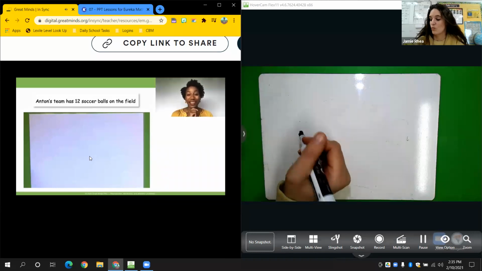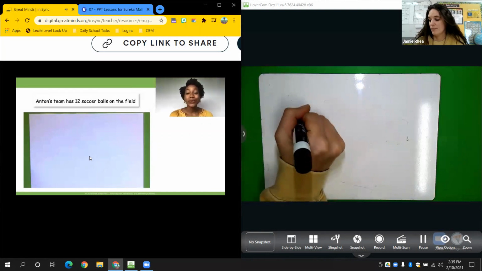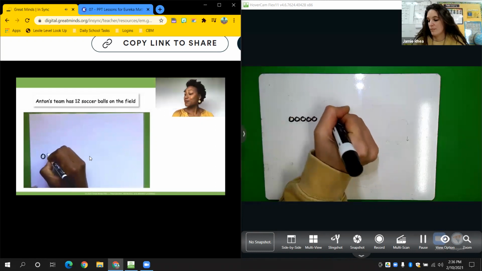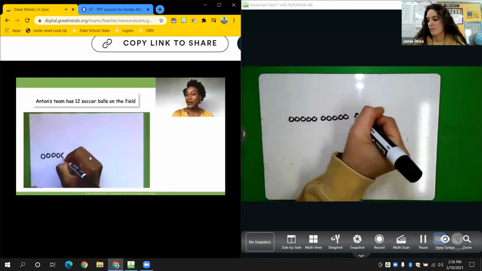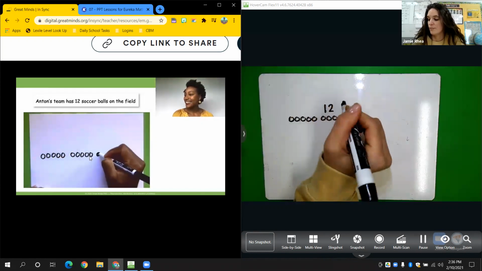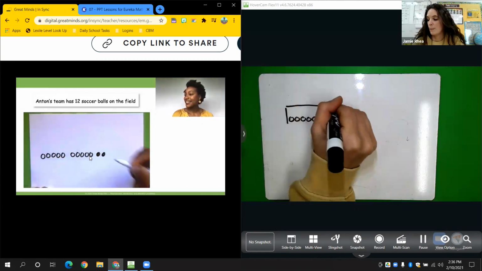We can draw something. Let's draw 12. Go ahead and draw 12 circles with me to represent the 12 soccer balls on the field. You can pick your marker up and start drawing. There's my 12. And I'm going to put it in a rectangle. Whoops.